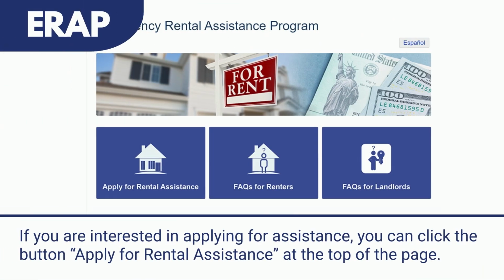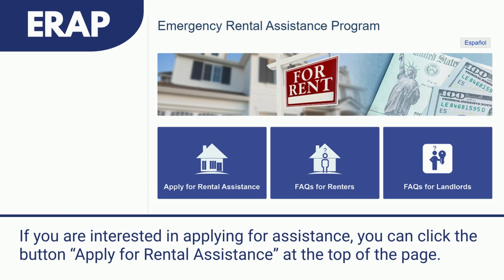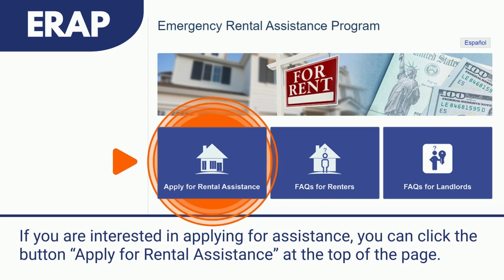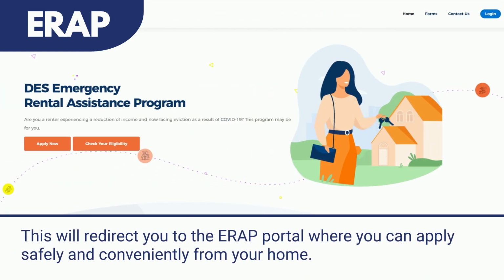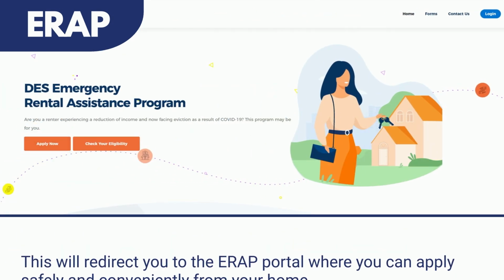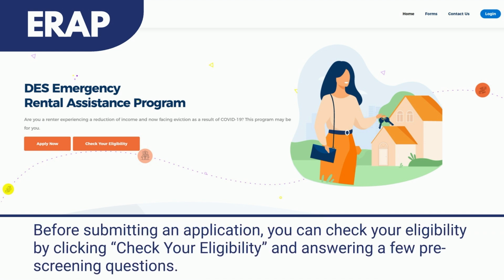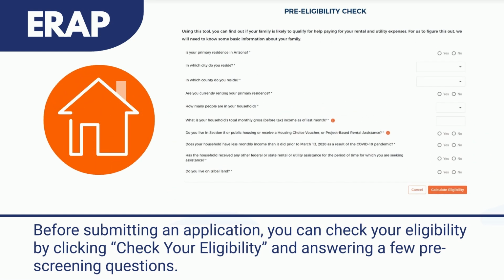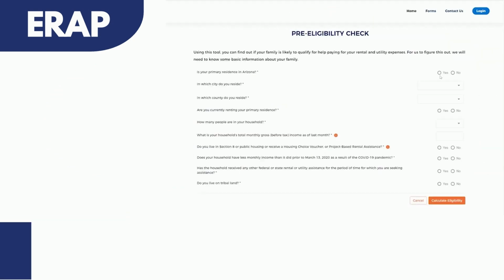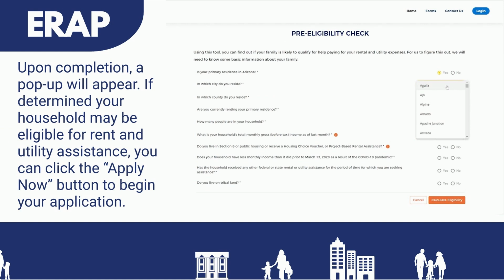If you are interested in applying for assistance, you can click the button Apply for Rental Assistance at the top of the page. This will redirect you to the ERAP portal, where you can apply safely and conveniently from your home. Before submitting an application, you can check your eligibility by completing Check Your Eligibility and answering a few pre-screening questions. Upon completion, a pop-up will appear.